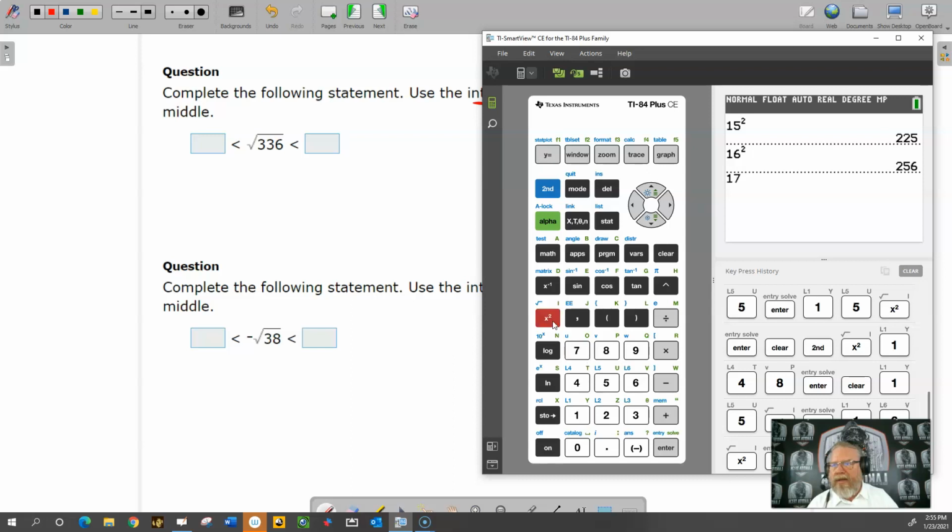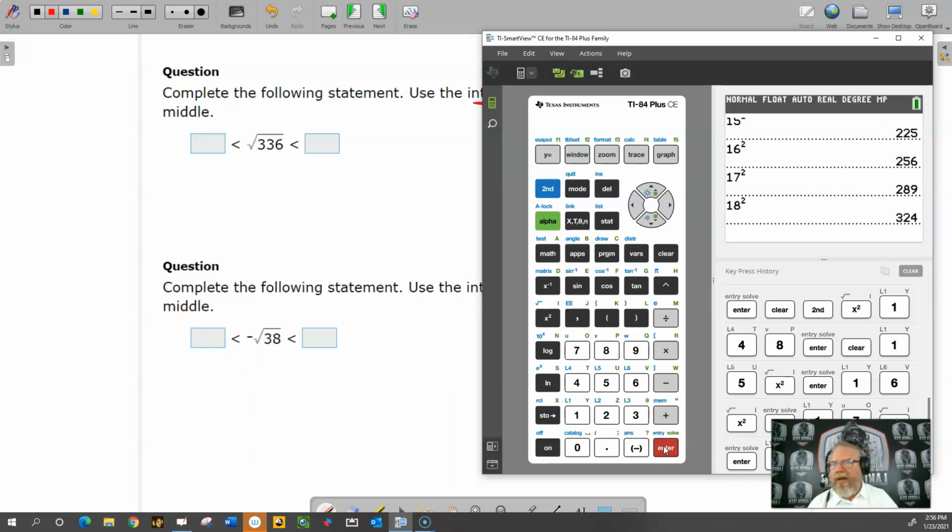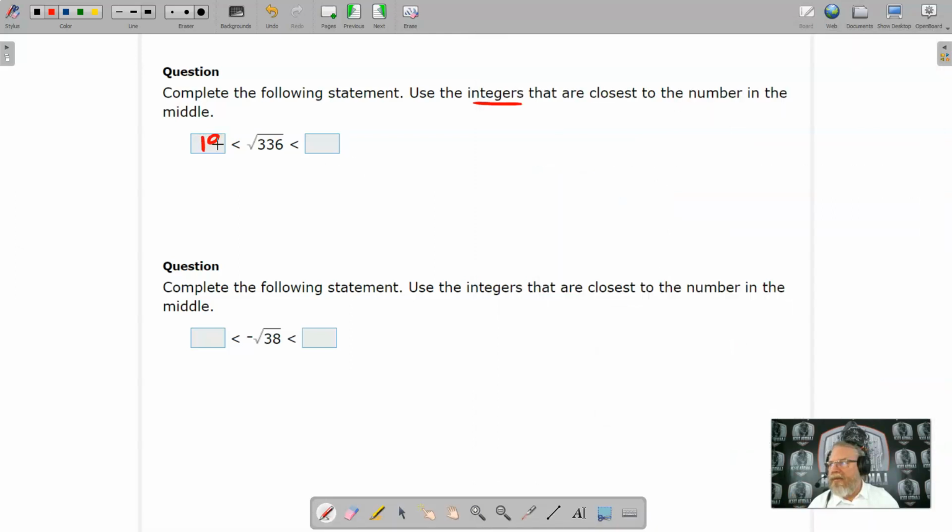Let's take the next number, 17, and let's square it. 289. We're not to 336 yet. Let's take 18 and square it. 324. Hey, we're getting there, right? And so let's do 19 and square it. And we end up with 361. So 336 falls somewhere between 324 and 361. That means that the square root of 336 is going to fall somewhere between 18 and 19. It's going to be between 18 and 19.